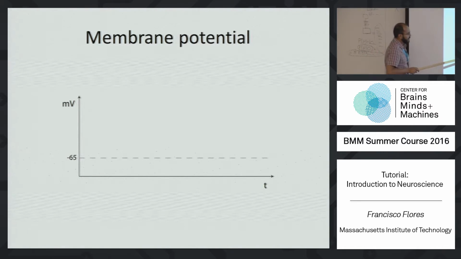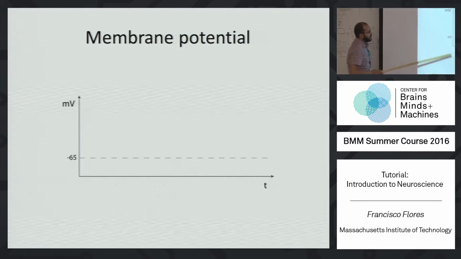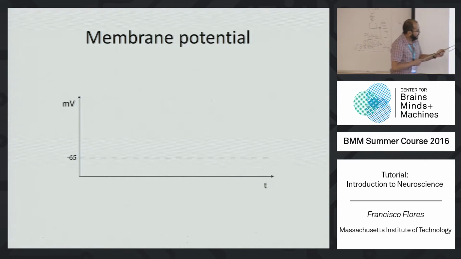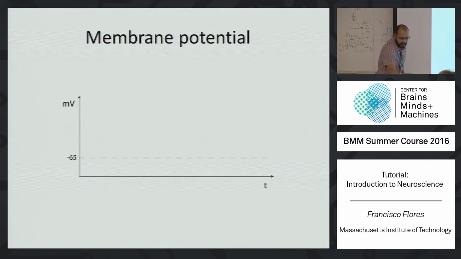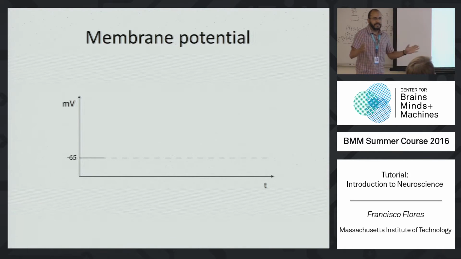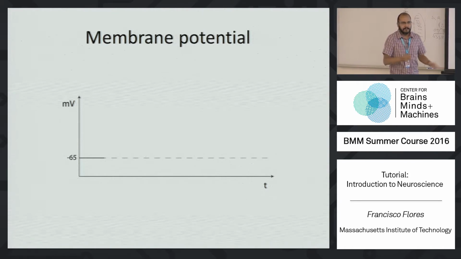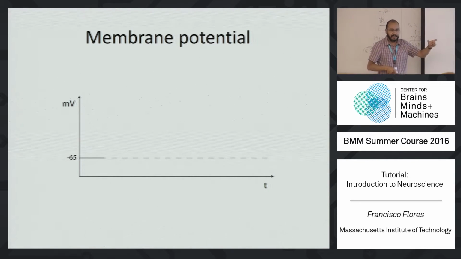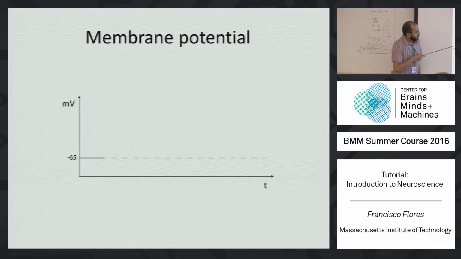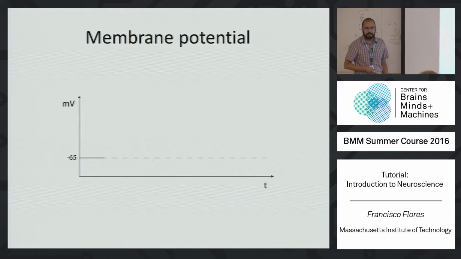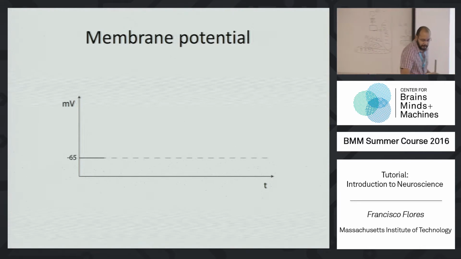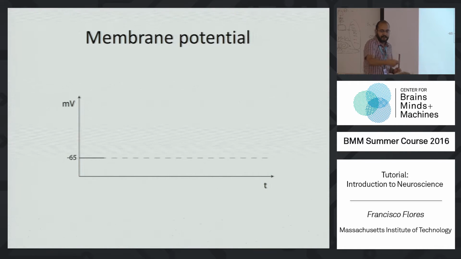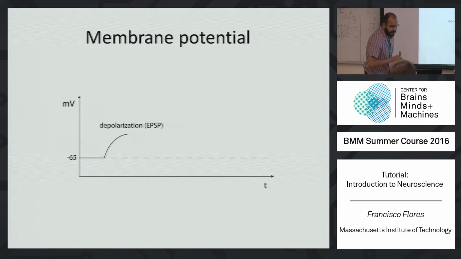So if you have, in this graph, time on this axis and voltage in millivolts on this axis, and this is the minus 65 point, which is the resting potential. Let's say you have a neuron that is isolated and nothing's really going on. If you're able to measure the potential across the membrane of the neuron, it is going to be always minus 65. Now let's say that you can provide an input to this neuron, basically in the form of some sort of external current.